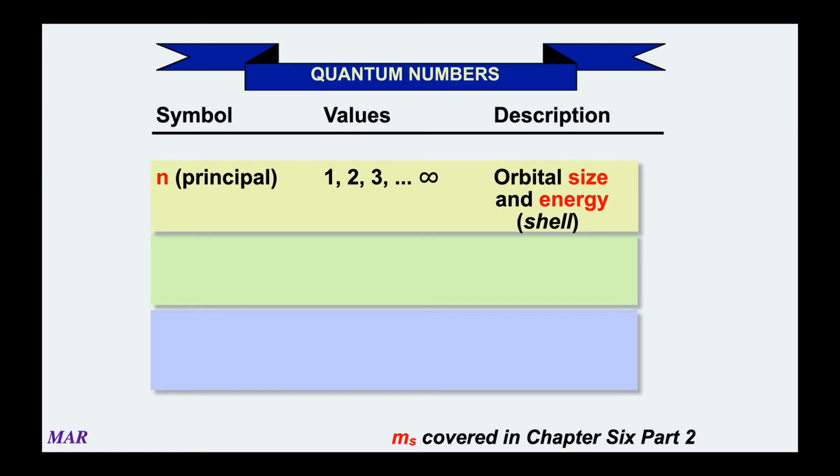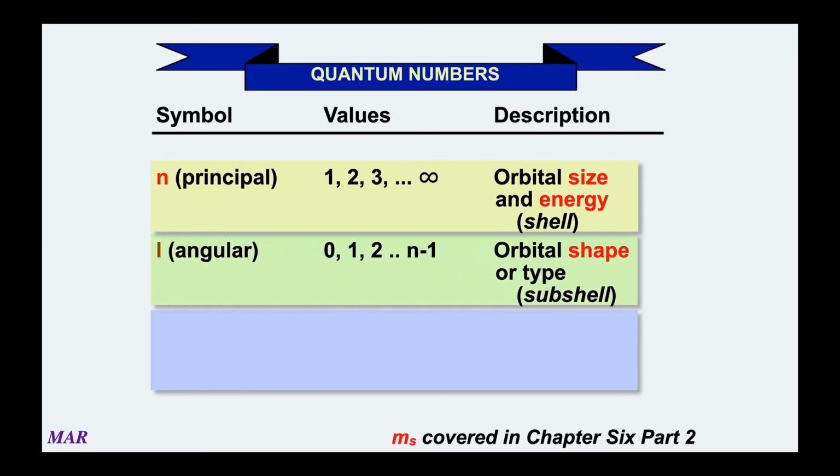So n, the shell number, we've already seen, starts at whole numbers, starts at 1, and it goes in whole numbers up to, in theory, infinity. And the n value helps us to understand the size and the energy of the different systems. l, the angular quantum number, depends on n. l always starts at 0 and goes up to n minus 1. And we'll see examples of this coming up.